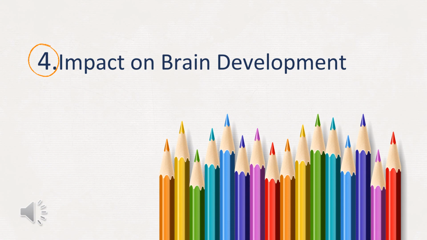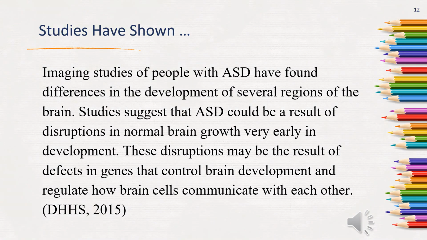Next, we will focus on the impact that autism spectrum disorder has on brain development. Imaging studies of people with ASD have found differences in the development of several regions of the brain. Studies suggest that ASD could be a result of disruptions in normal brain growth very early in development. These disruptions may be the result of defects in genes that control brain development and regulate how brain cells communicate with each other.